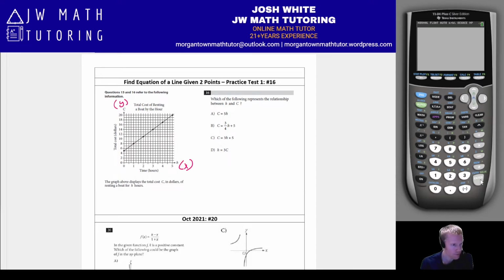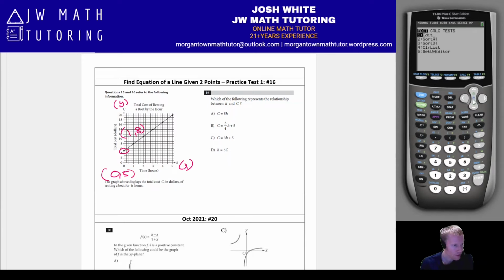So let's go into the stat menu. First we have to edit, and we have to put in some of the points. So let's see, we'll take this one right here, which is (0, 5), and we'll use this one right here, which is just (1, 8). So L1 is going to be my x's, so I'm going to put in 1 and then 0. And then L2 is going to be my y's. So I will put in the 8 and then 5.